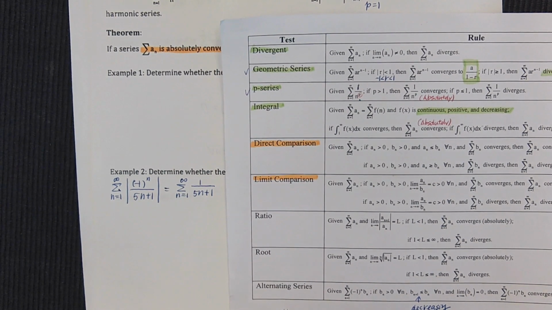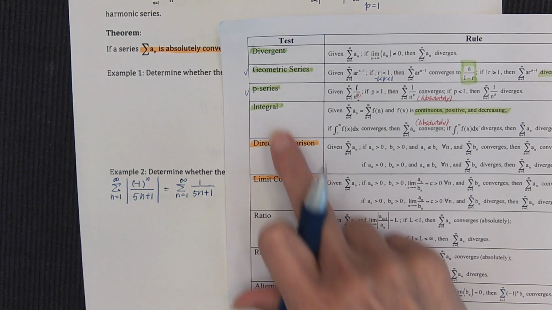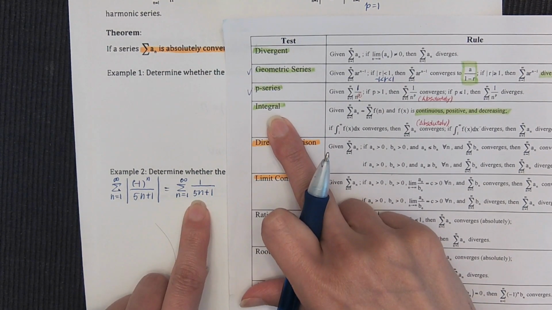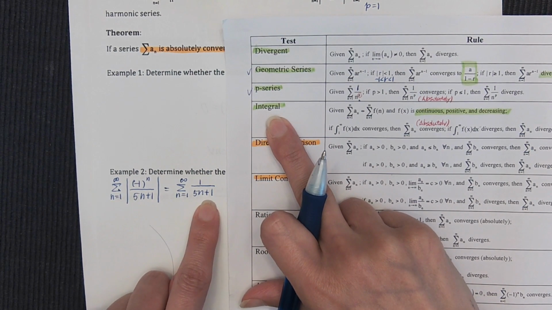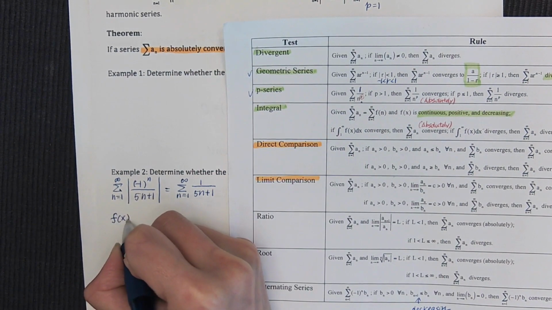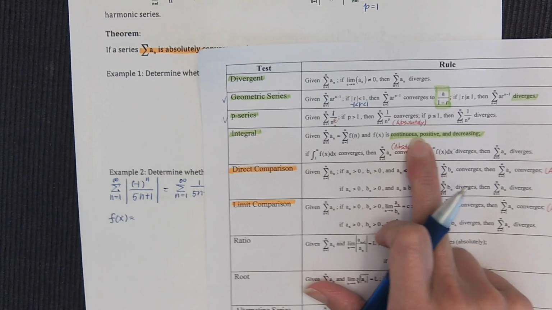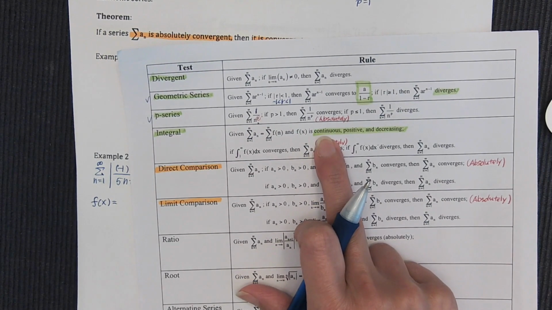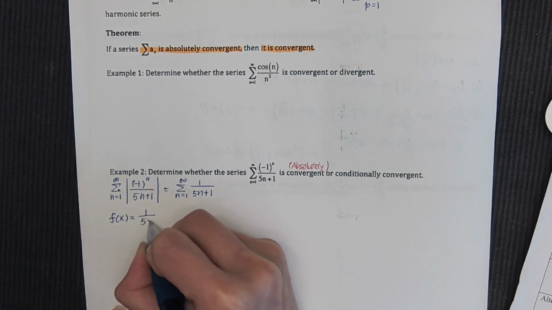Can't you use the integral test? Yes, you can. If it looks like an easy integral, you should use the integral test. Maybe you should try it. So f of x is, and if you want to say integral test, there are 3 conditions you have to mention: it's continuous, positive, and decreasing. So f of x is 1 over 5x plus 1.